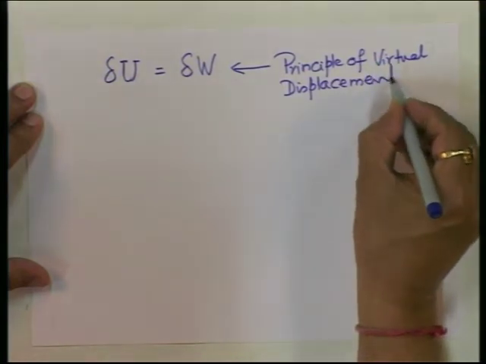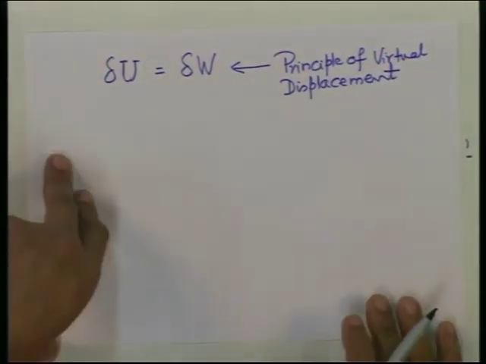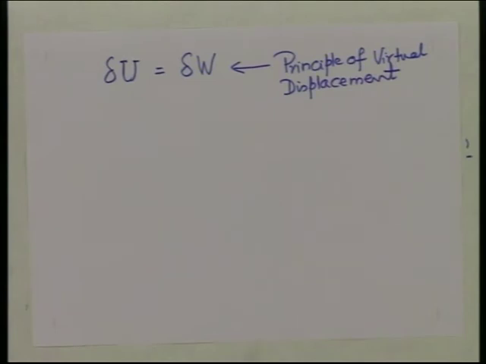And this is possible only when the original body was in a state of equilibrium. If the body was not in a state of equilibrium, this is not possible. Okay. So, only when the body is in a state of equilibrium, this equality exists. So, that means this is one way of satisfying the condition of equilibrium.